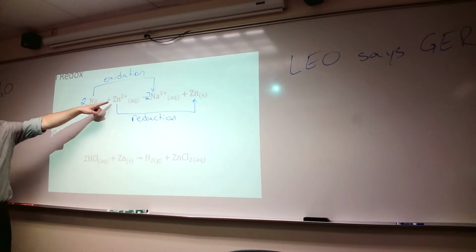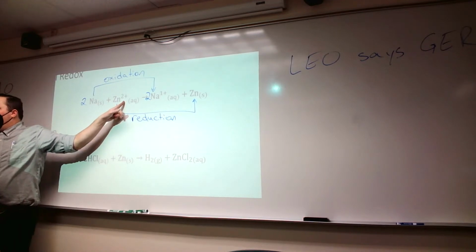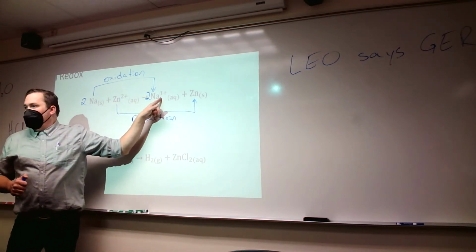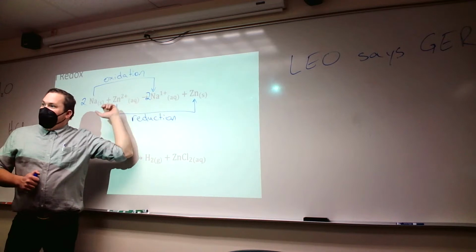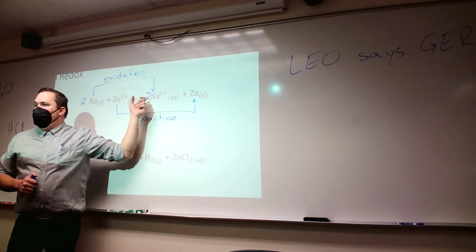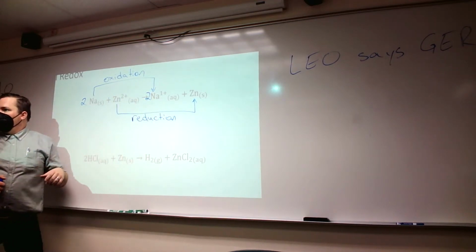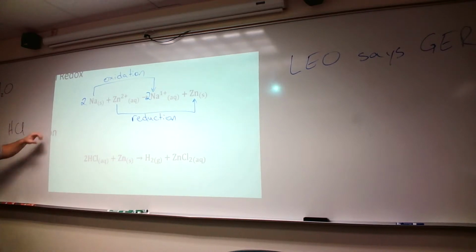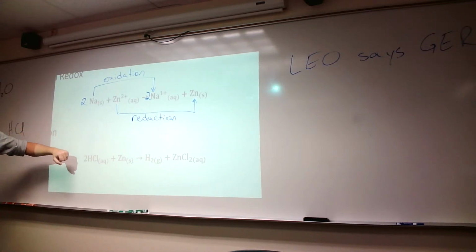If this is not written as ions, if this is zinc nitrate turning into sodium nitrate, then the nitrates would take care of that, because when you balance the nitrates, you'll also balance the charge. All right, how about down here?